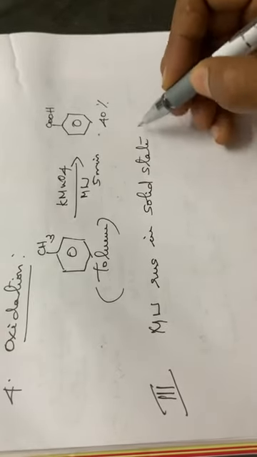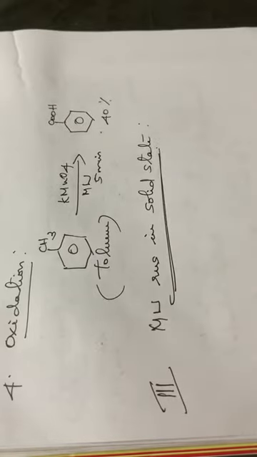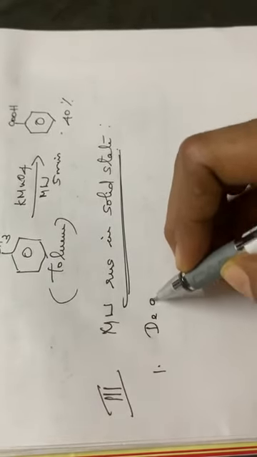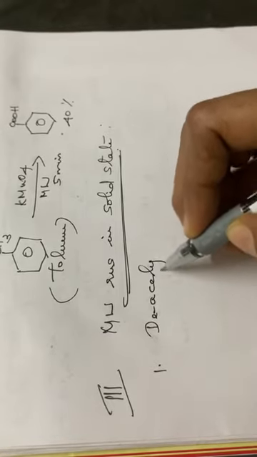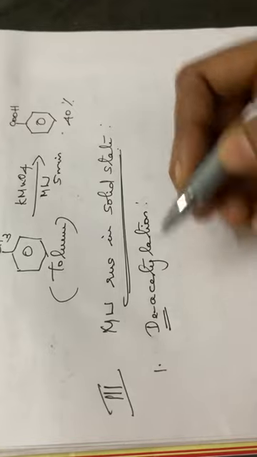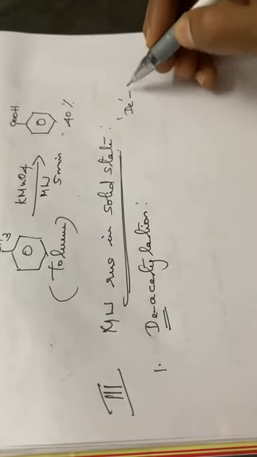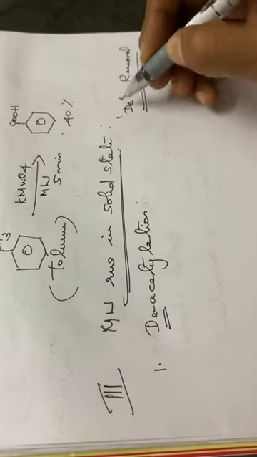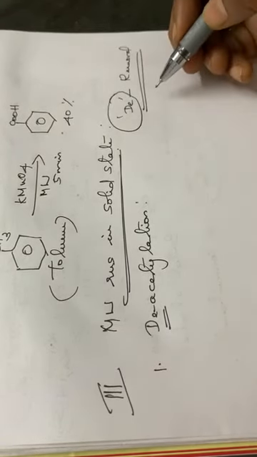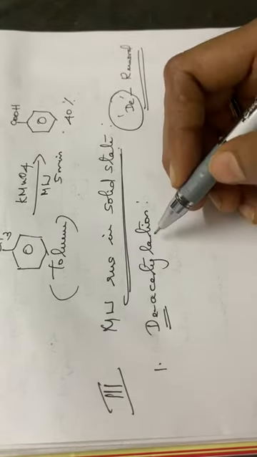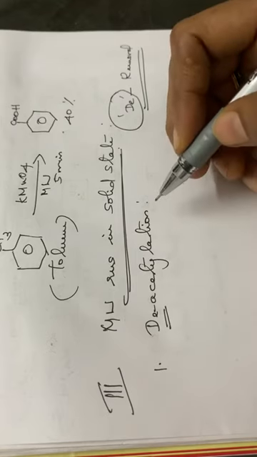Microwave assisted reactions in solid state. The first reaction, that is deacetylation. See, deacetylation means the term De means the removal of a particular group. Removal of any group we can call it De. That is, dehydration means removal of water. Dehydrogenation means removal of hydrogen. See here it is deacetylation, so it will be removal of the acetyl groups.